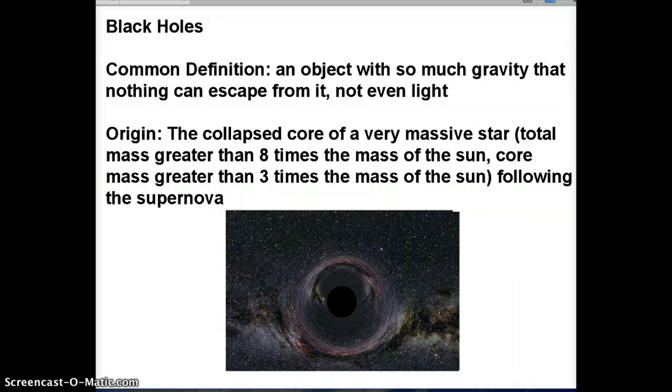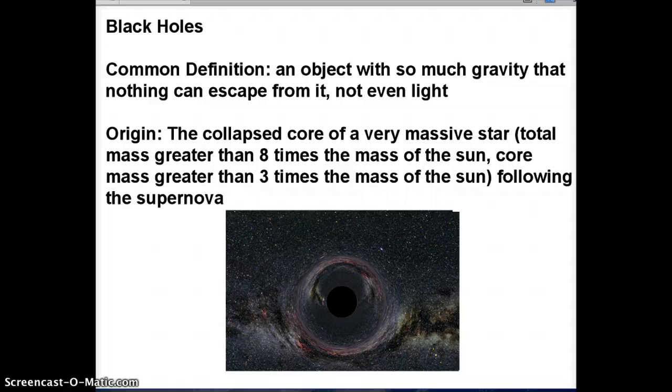So if we take the most massive stars, which start off with at least, let's say, 8 times the mass of the sun, and that have a core that's bigger than 3 times the mass of the sun, after the supernova, the core becomes a black hole. Again, that 3 times the mass of the sun for the core is the limit because that's what neutron degeneracy pressure can support. But if you get bigger than 3, neutron degeneracy pressure can't support it, and so it collapses further and becomes a black hole. So that's where these things come from.